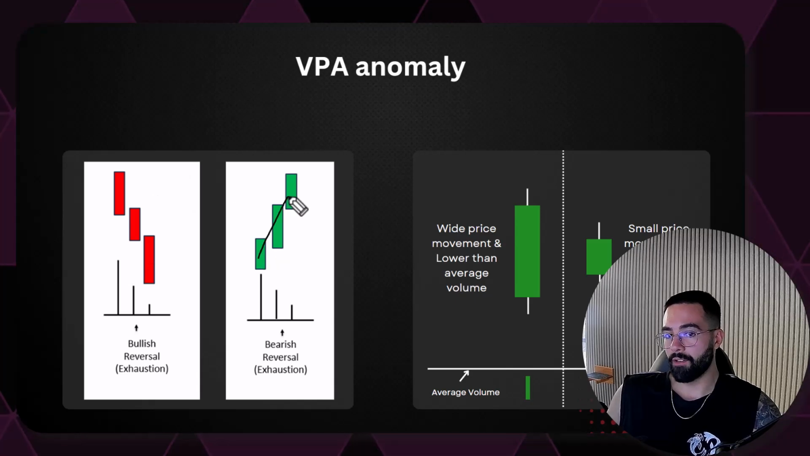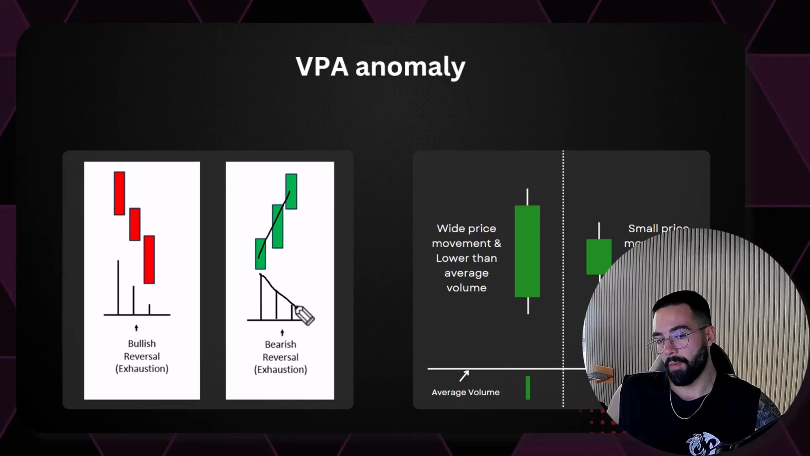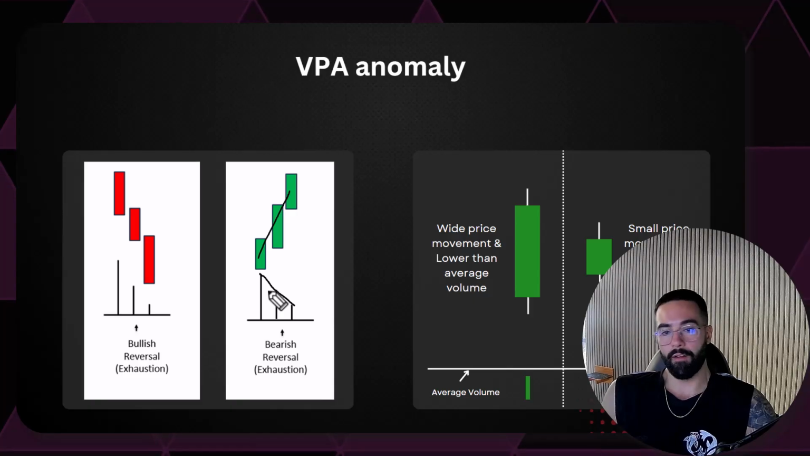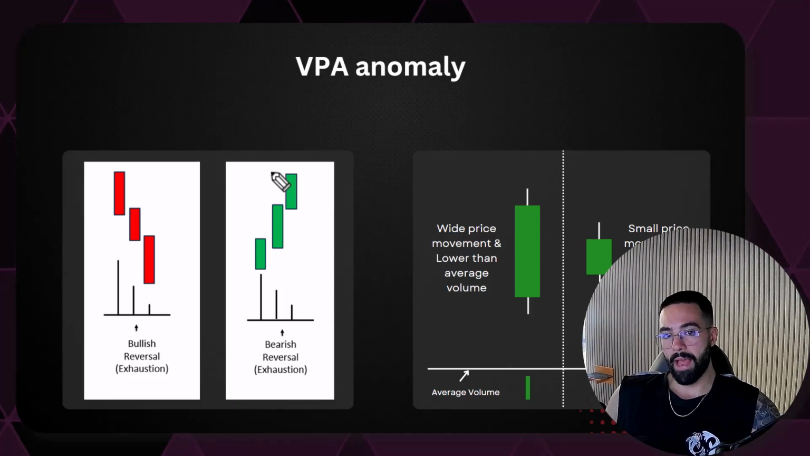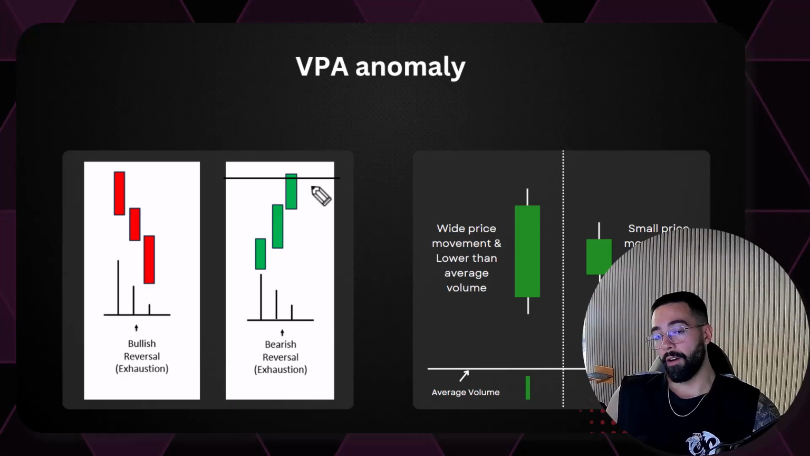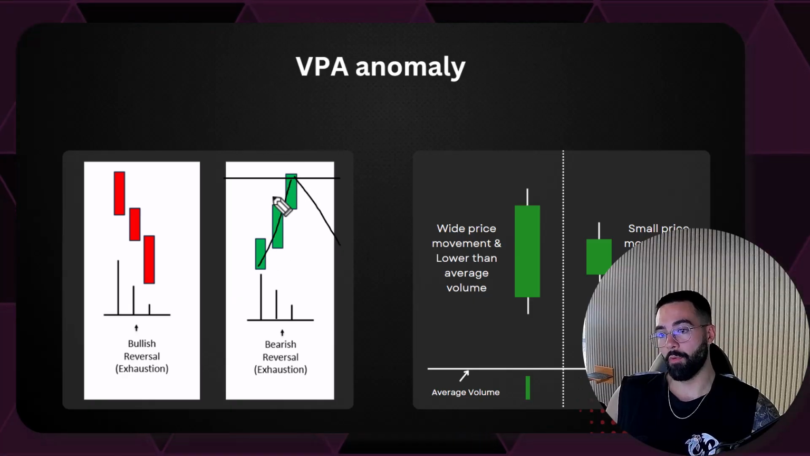Same thing, opposite direction here. So if the price is going up, the buyers are in control, but they're slowly starting to lack momentum with volume decreasing. This is a bearish reversal sign. It's a sign of exhaustion. So if we have, for example, R4 right here, we are interested in going short here with the VPA sign, the VPA anomaly we have here.